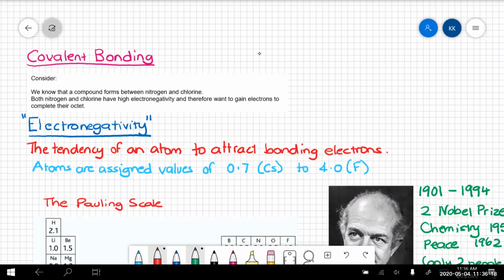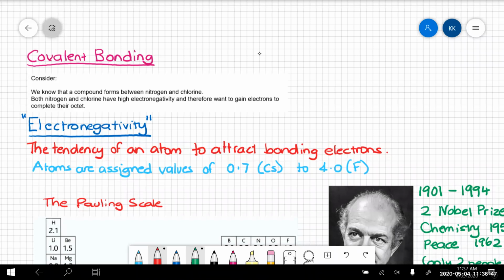In previous videos, we've talked about metallic bonding and ionic bonding, and it's been quite easy to talk about the fact that when you have an ionic bond, metals want to lose electrons, non-metals want to gain them, and so it's a pretty easy situation where the metal can give its electrons away and the non-metal can gain them, and everybody is happy. But what about when two non-metals bond?